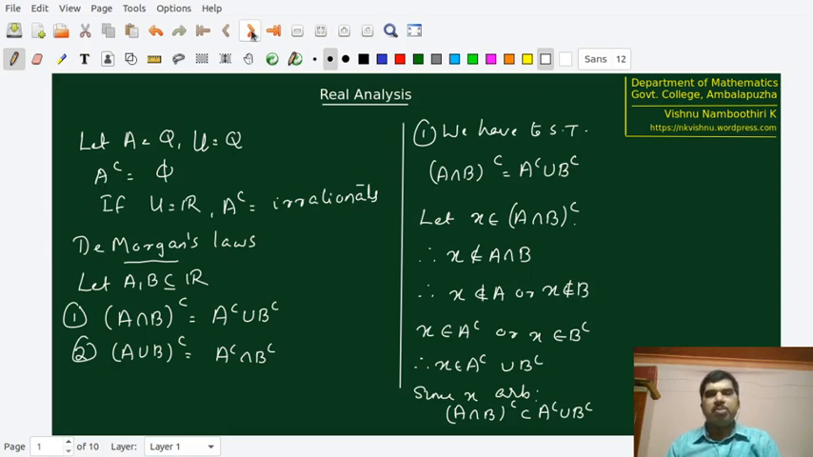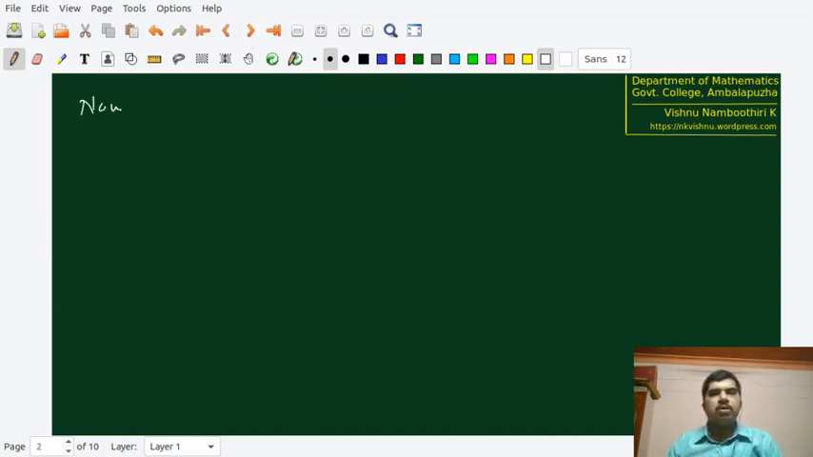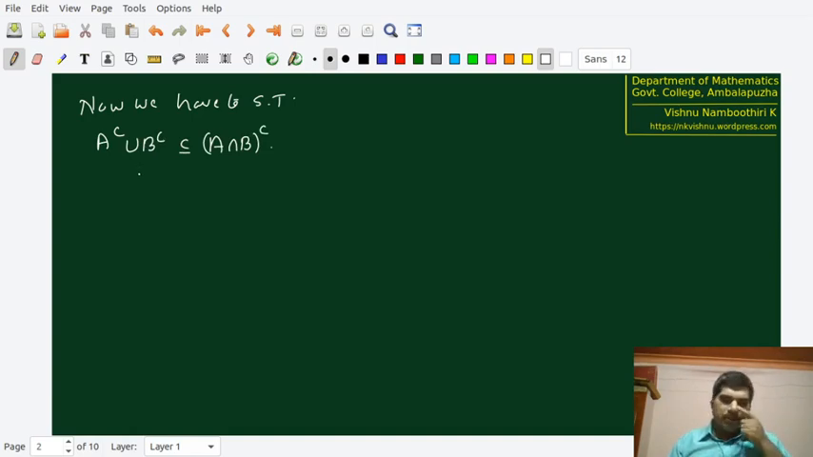Now we are moving to the second part. What is the second part? We have to take an element from A complement union B complement, and we have to show that that element belongs to (A intersection B) complement. So for the second part, we have to show that A complement union B complement is a subset of (A intersection B) complement. For this, as in the previous case, we choose an element from the LHS. Let X be an arbitrary element from A complement union B complement. Therefore, by the definition of union, X belongs to A complement or X belongs to B complement.